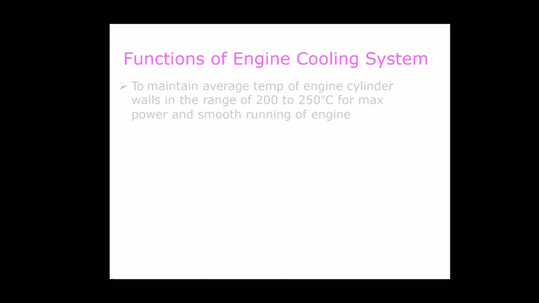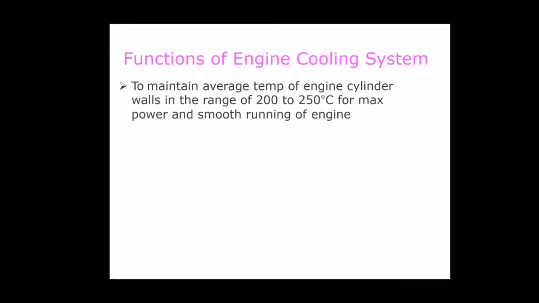Now, we have seen what the need is. Let us discuss what the functions of the engine cooling system are. The engine cooling system should maintain the average wall temperature at about 200 degrees centigrade to 250 degrees centigrade for maximum power and smooth running of the engine. Then it is required to ensure that the different components do not expand excessively due to thermal stresses. As the components get heated, they should not expand so much that there is seizing. So the clearance should be maintained between different parts. That is one point that you should remember.